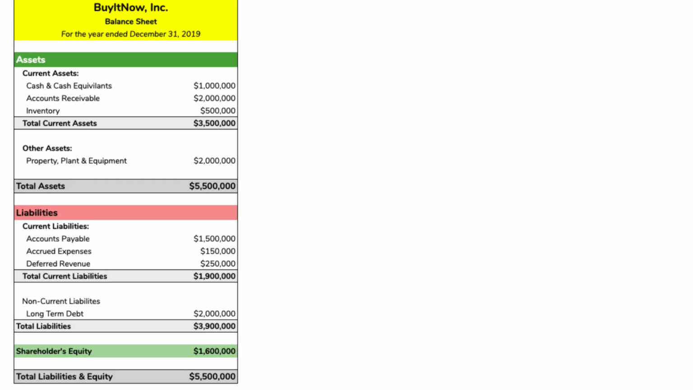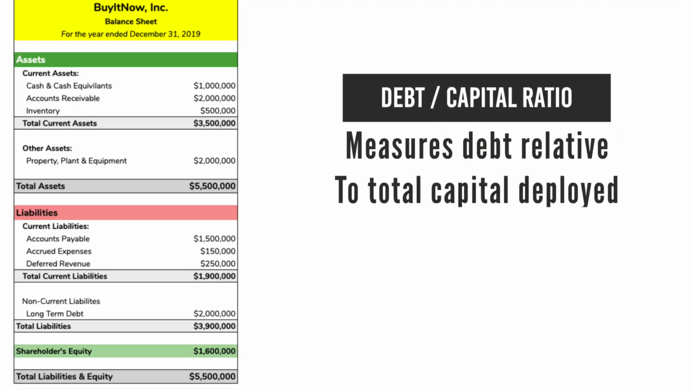Now, if we move on to the next KPI, which is debt to capital ratio. Debt to capital ratio is a little bit similar to debt to equity ratio, except it tries to measure the amount of debt that the company has relative to the total capital deployed. So let's understand it more. When we look at the formula, you'll get it more.